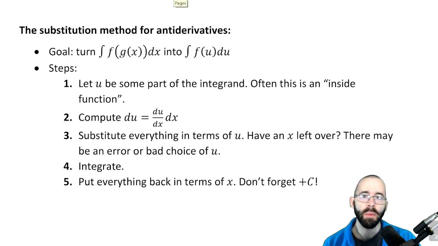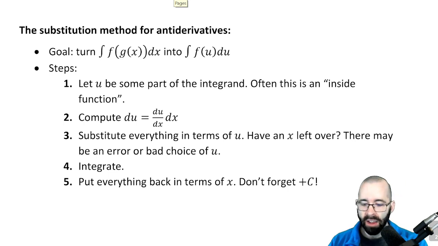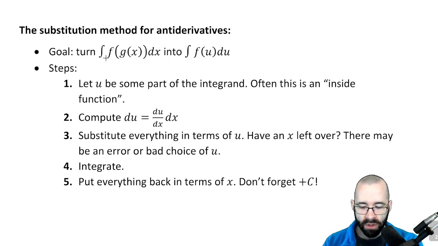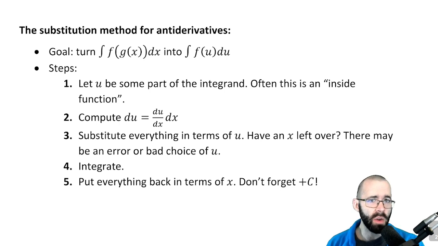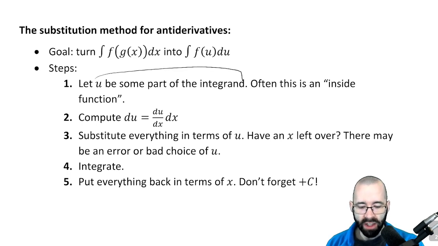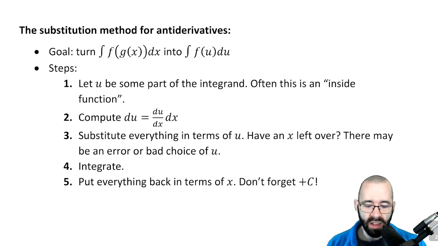So if you want a step-by-step process, here it is. Again, we're undoing the chain rule. We have something that looks like it would have something to do with a chain rule, a function inside of a function, often, not always. We're trying to get everything in terms of u. Usually we let u be some part of the integrand, just like we did. Oftentimes this is an inside function. And then we do these following steps.